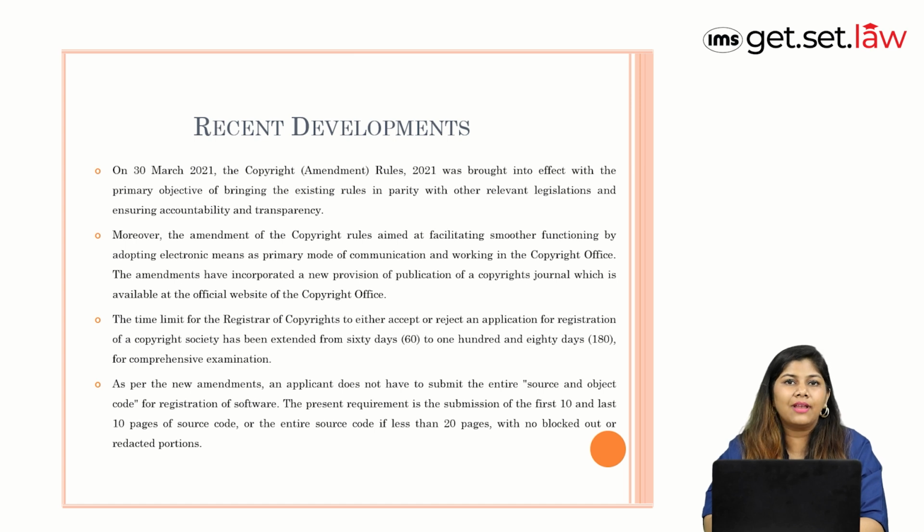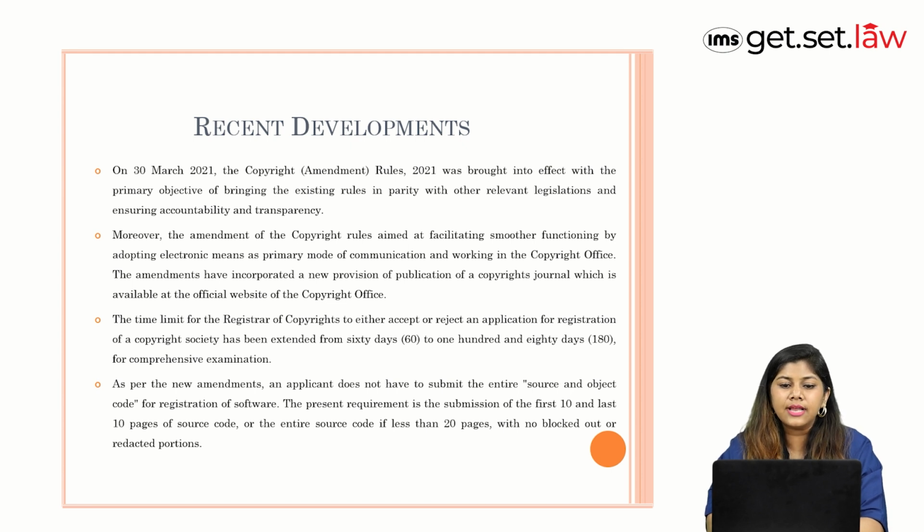If we move to the recent developments which happened in the year 2021, on 30th March 2021, the Copyright Amendment Rules 2021 were brought into effect with the primary objective of bringing the existing rules in parity with other relevant legislations and ensuring accountability and transparency. Moreover, the amendment of the copyright rules aimed at facilitating smoother functioning by adopting electronic means as a primary mode of communication and working in the Copyright Office. Since after the pandemic, it became easier for everybody to use internet and computer-based services, this change was made.